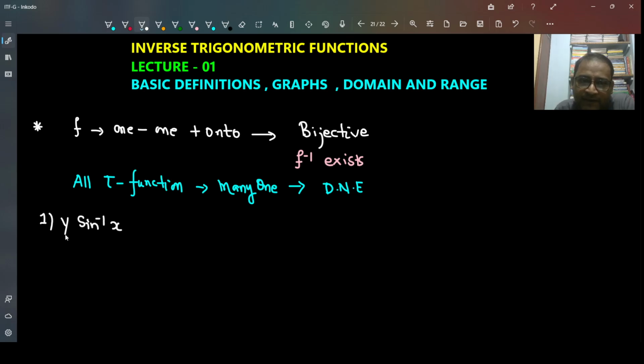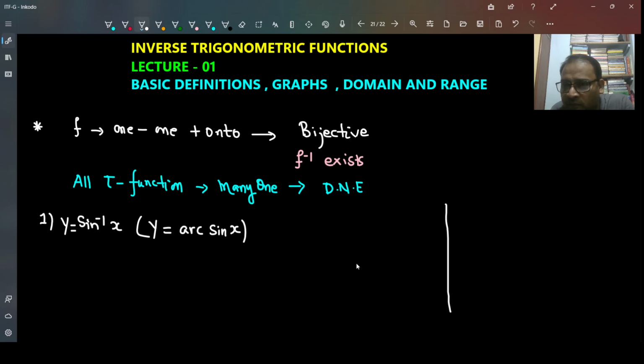y is equal to sine inverse x. Sometimes it is also written as y is equal to arc sine x. So we have to select the domain of the sin x function in such a way that sin x becomes bijective. So now what is our domain in that situation?